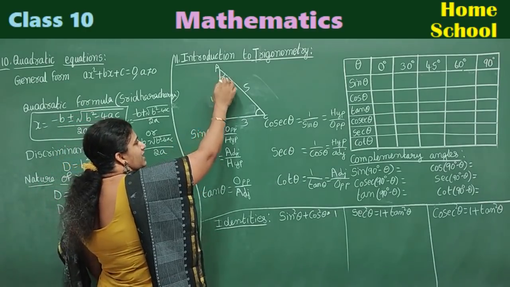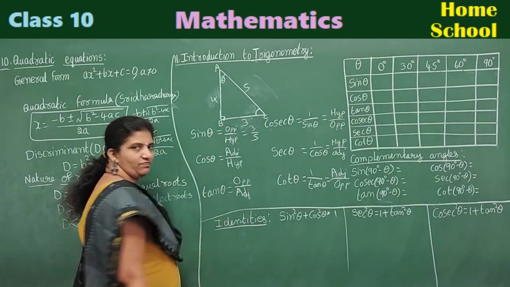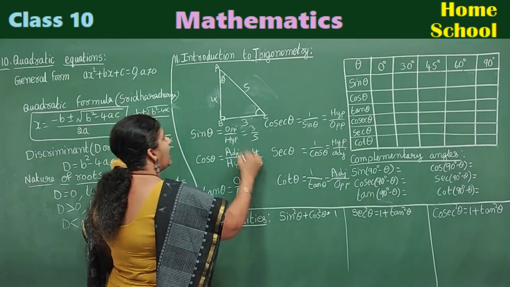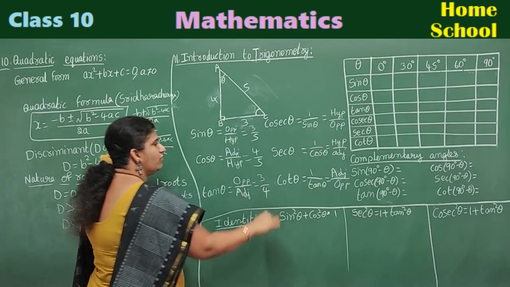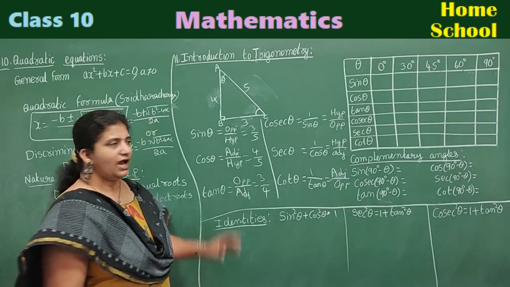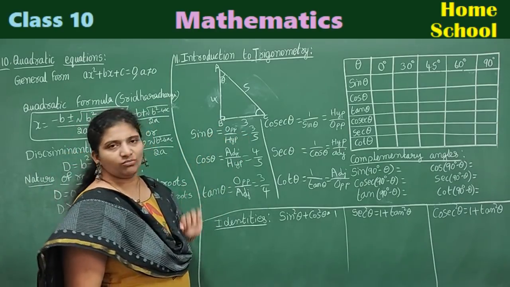Sin theta, what is it? Opposite by hypotenuse, 3 by 5. Cos theta, 4 by 5. Tan theta, opposite by adjacent, 3 by 4. Next, cosecant theta. I said cosecant theta is always the reverse of sine. What do you get? 3 by 5.